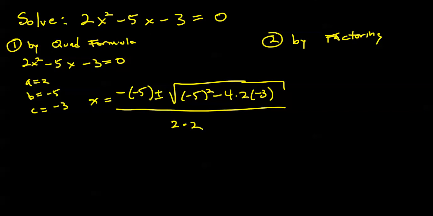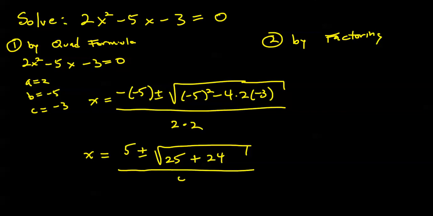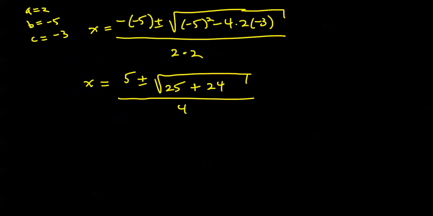Alright, I can of course simplify this root expression. Minus 5 is plus 5. Plus or minus, and that means just that. You have two options here. Minus 5 squared is 25. Negative times negative is plus. 4 times 2 times 3 is 24, right? Over 2 times 2 is 4. Alright, let's keep it going.